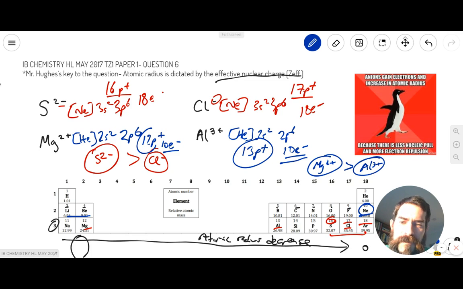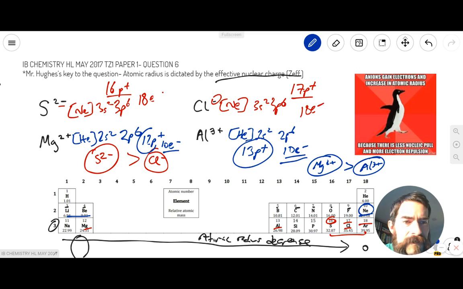So now it's just a case of combining the red sulfide and chloride ions with the blue magnesium and aluminium ions. Now the last point here is that, because in sulfide and chloride the highest occupied energy level is energy level 3, that means those electrons are further from the nucleus than the electrons in energy level 2 for the magnesium and the aluminium ions. So the magnesium and the aluminium ions were always going to be smaller than the anions.